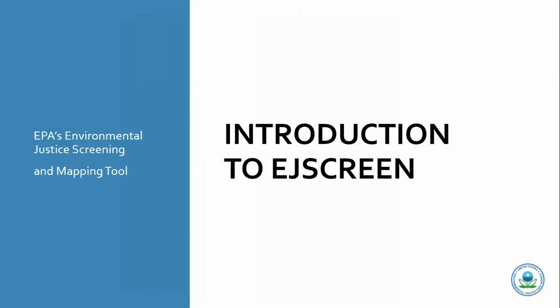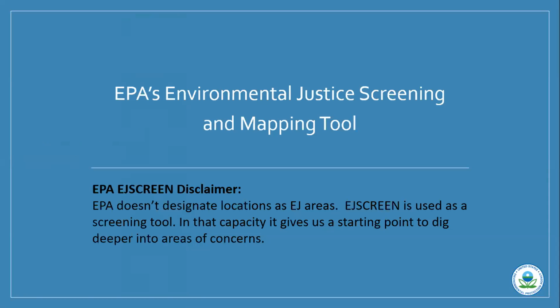But as Towana mentioned, EJSCREEN is a mapping and screening tool that was designed and implemented by EPA, and it's a way of screening for environmental justice issues. One disclaimer that's pretty important is that EPA doesn't designate locations as EJ areas. Just like Matt Tejada said in that video, which I really like, EPA is not in the business of pointing to one community and saying you're an EJ community and pointing to another and saying that you're not. It really has to do with how the community identifies. So what does EPA use EJSCREEN for? We use it only for screening and as a starting point to dig deeper into areas of concern.